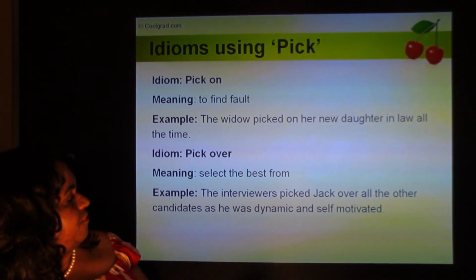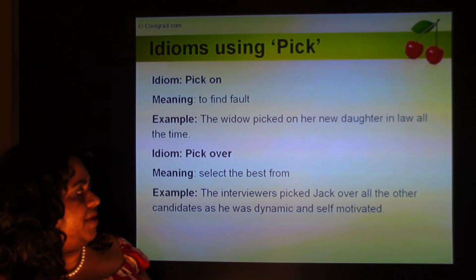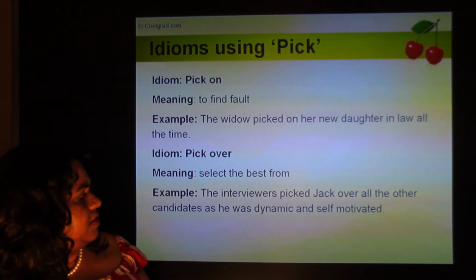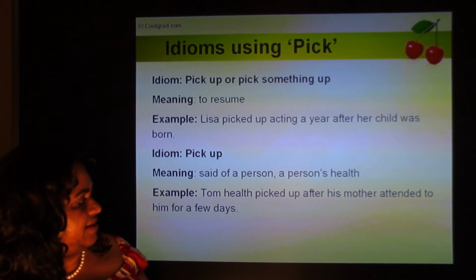Pick on means to find fault. The widow picked on her new daughter-in-law all the time. Pick over means select the best from. The interviewers picked Jack over all the other candidates as he was dynamic and self-motivated.